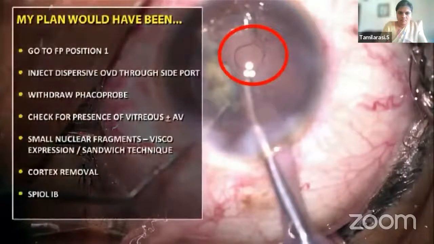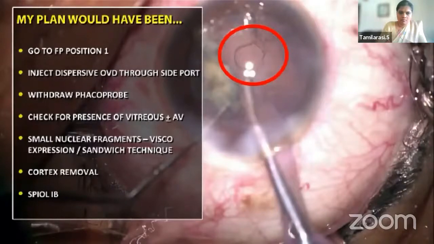At this stage, my aim would be to stabilize the anterior chamber. So hence go to foot pedal position 1, exchange the second instrument with the dispersive OVD and inject, form the anterior chamber, plug the posterior capsular end and then withdraw the phaco probe.